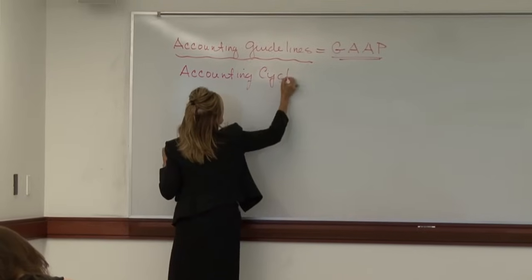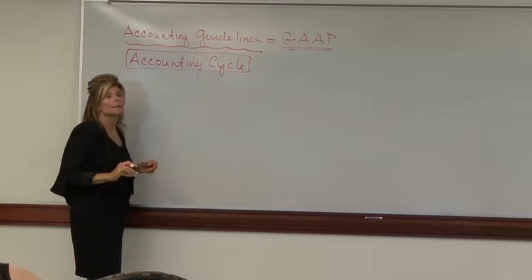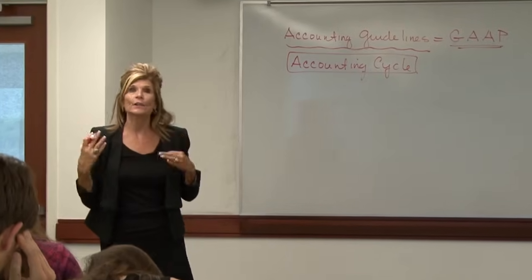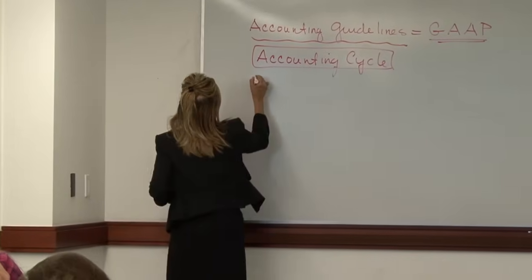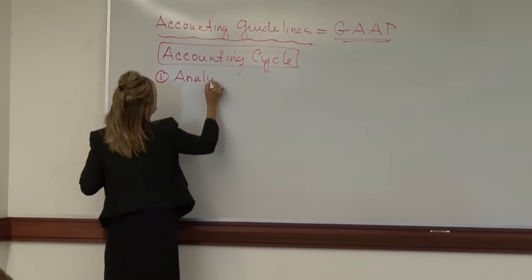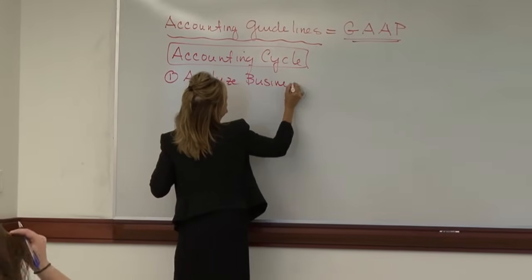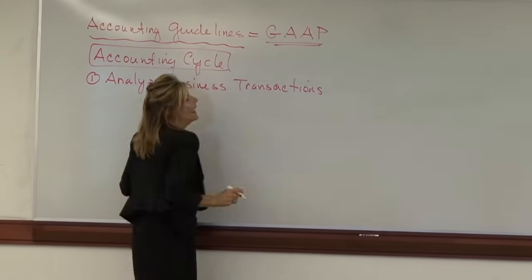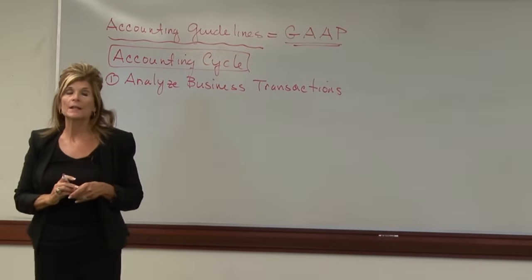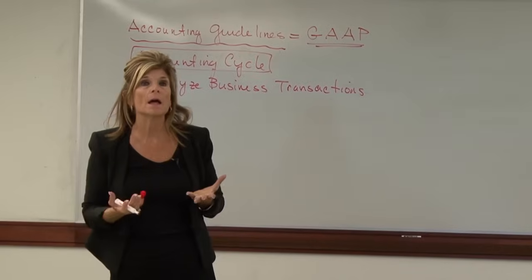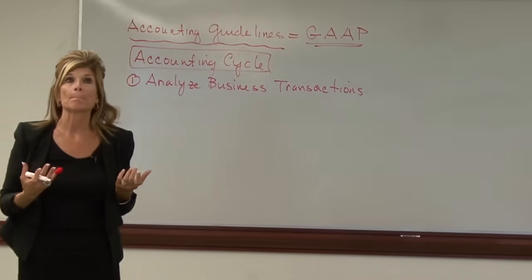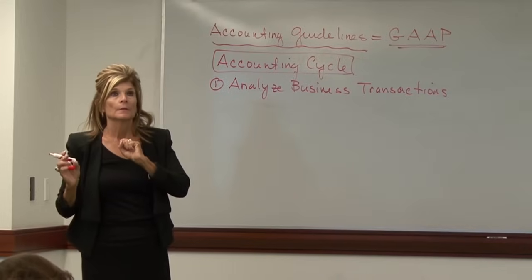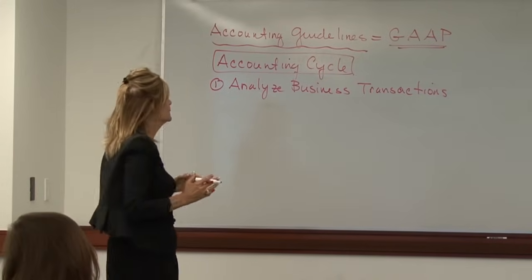And the accounting cycle is critical to ultimately having the information that is going to be reported in financial statements accurate. So we start the process with what we call analyzing business transactions. Every single day, corporations and small businesses engage in transactions. They buy supplies, they pay their rent, they borrow money, they make sales to their customers. It's a wide array of different types of transactions.